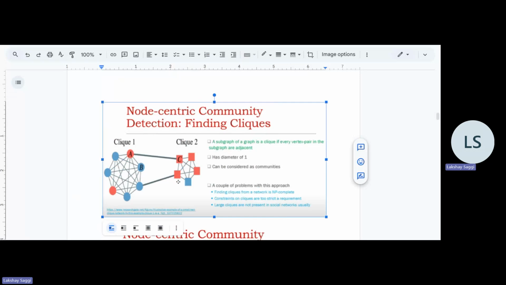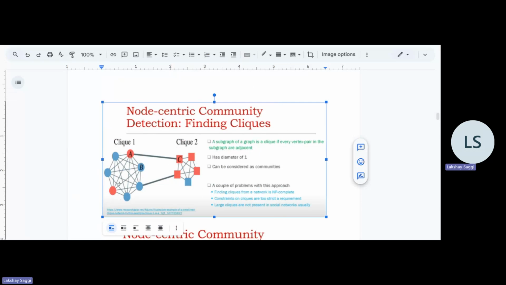Why? What's the diameter? Diameter is the maximum distance between any pair in the graph. And note that in a clique, since all the pairs of vertices are adjacent, if you pick any pair of vertices, they'll always have a distance of 1 since they have an edge between them. So cliques can be thought of as communities, and this is one way of thinking about how communities are formed.